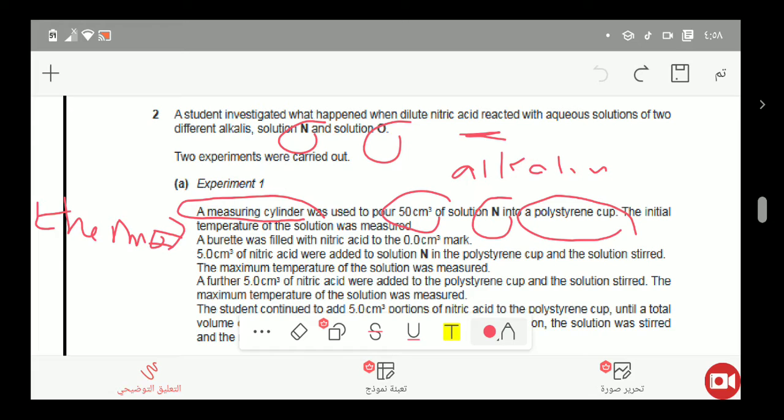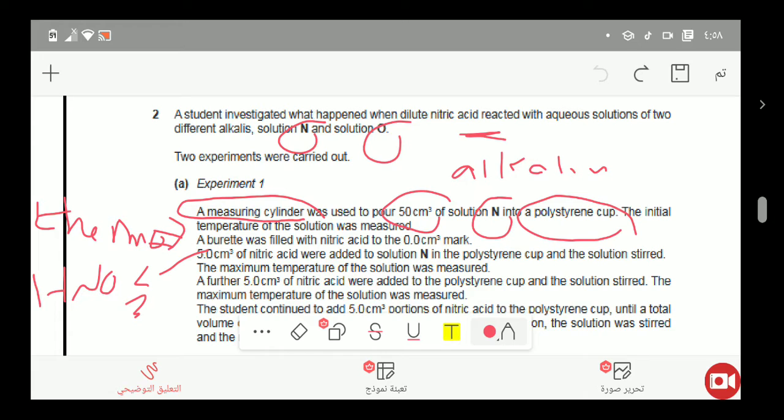Okay, then a burette was filled with nitric acid. Here we have HNO3 in the burette. Then 5 centimeter cubed of nitric acid was added to solution N.